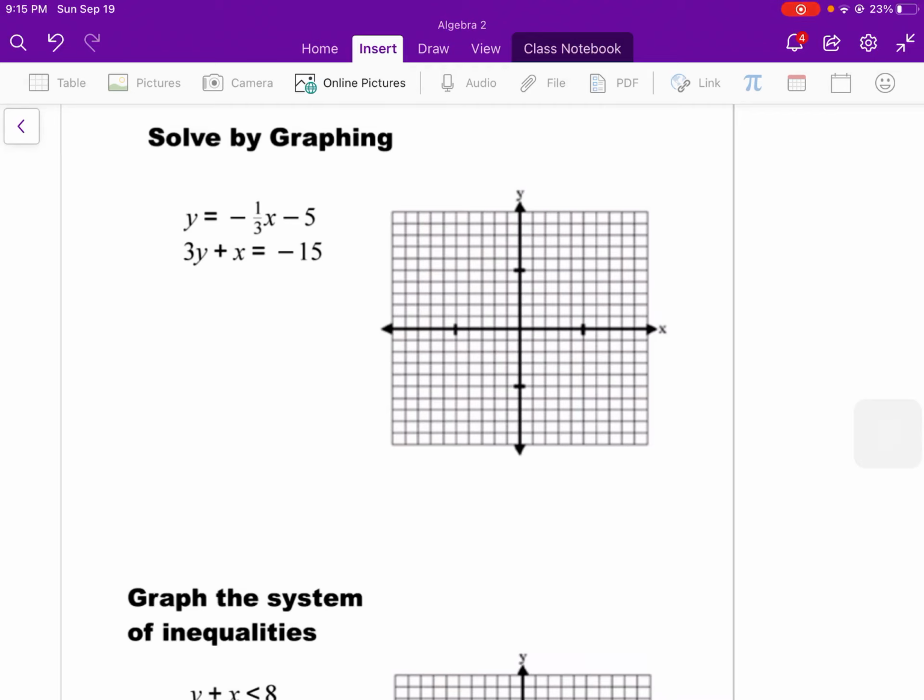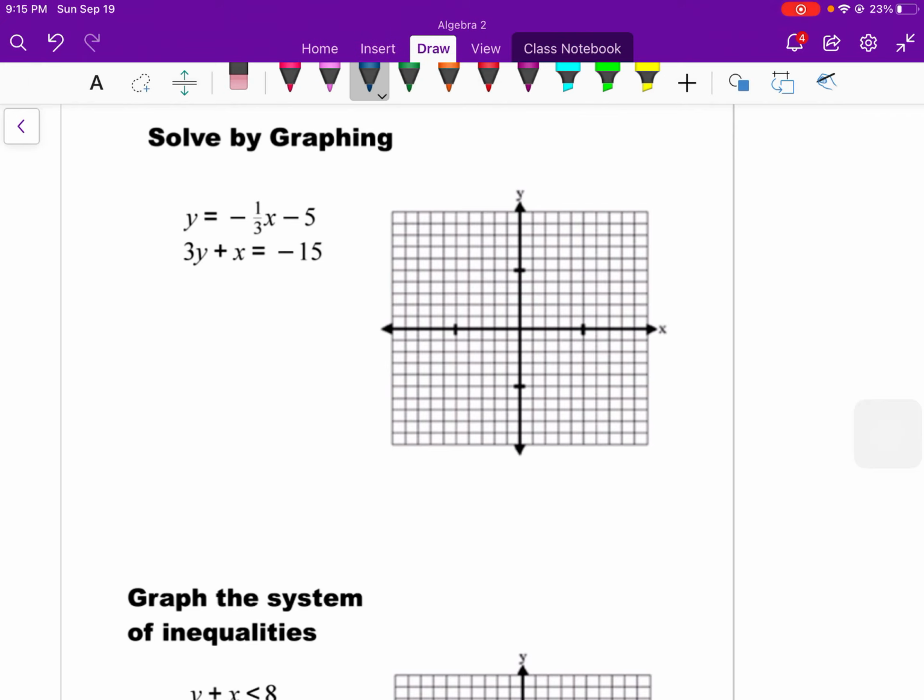All right, let's do a little quiz review in case you missed it or you need to do a retake. Hopefully this will be helpful.